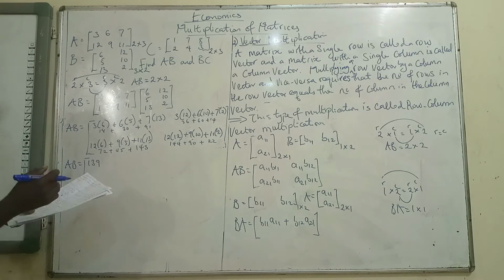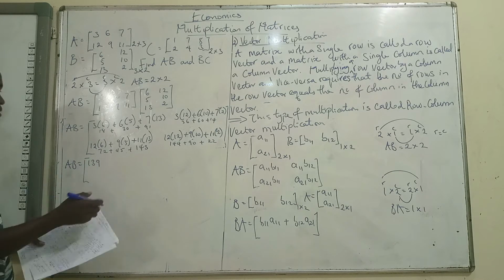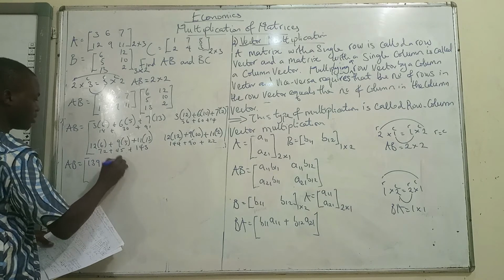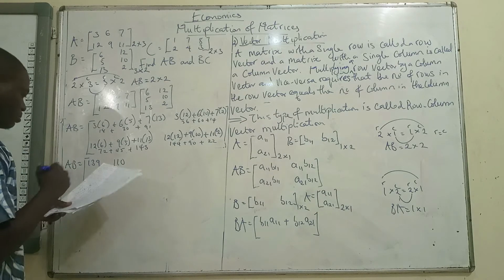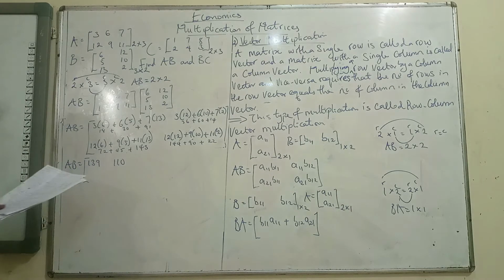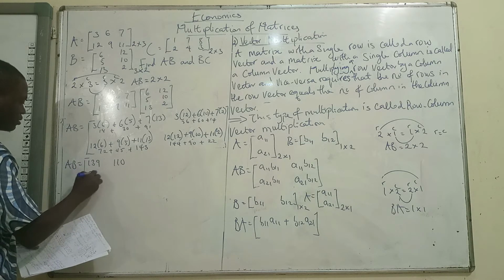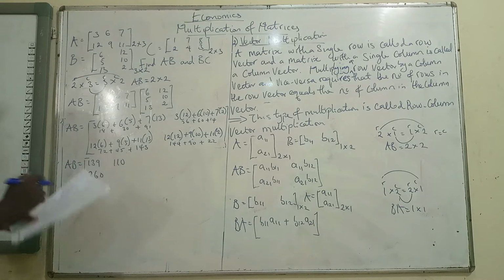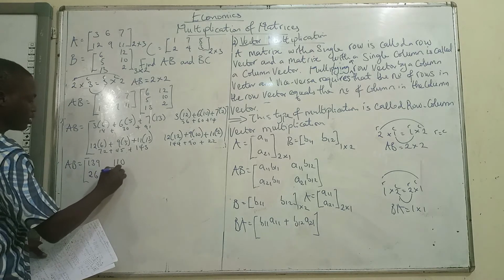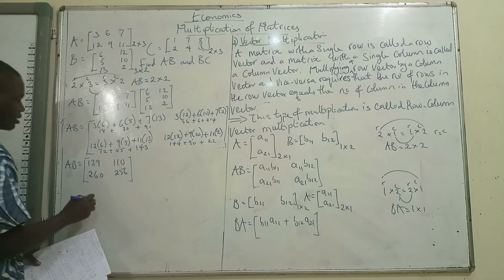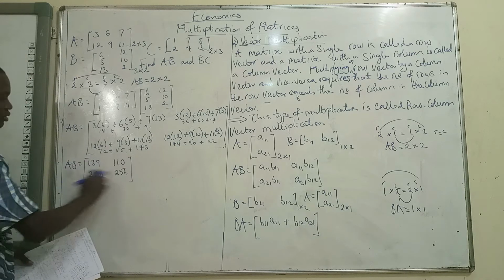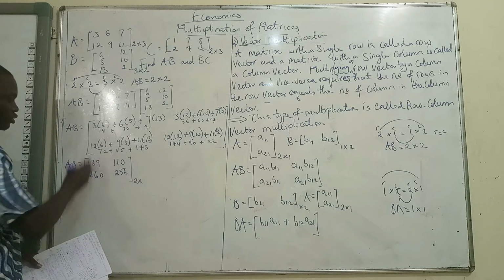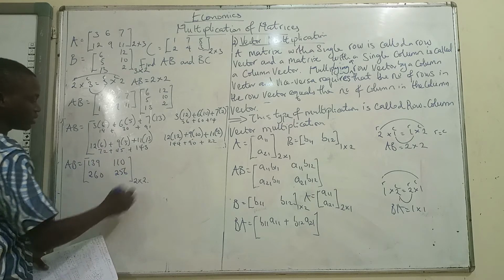That's not wrong. 36, 60, 14. We have a 110 here. And then, let me check my notes again. 72, 45, 143. We have a 260 here. And then 144, 90, and 22. We have a 256 here. So what's the dimension of our final answer? So we have 2 rows, right? And we have 2 columns. So which means what we did is right.